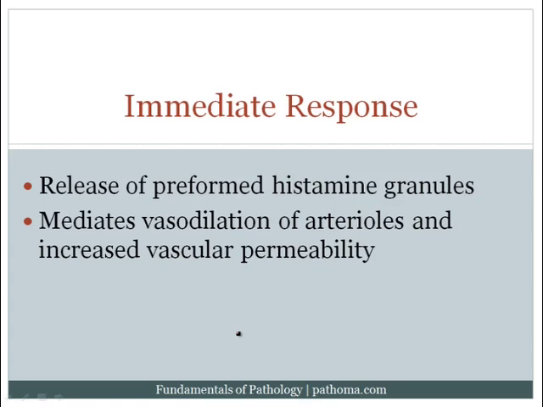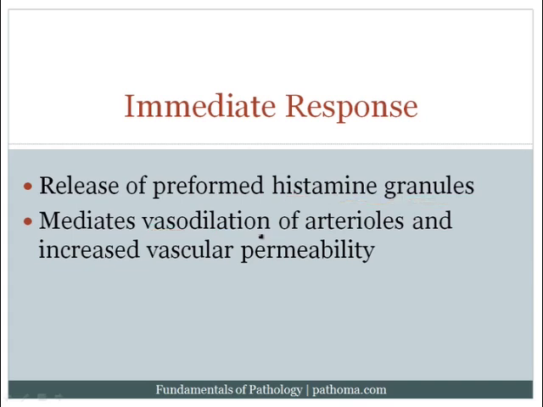Now, once the mast cell gets activated, it undergoes an immediate response, and the immediate response results in the dumping of preformed histamine granules. These histamine granules mediate two things. Number one, the histamine granules cause vasodilation. How will vasodilation occur? You've already understood this. It will occur by dilating the smooth muscle of the arterioles. So the smooth muscle of the arteriole will dilate, which will then result in vasodilation.